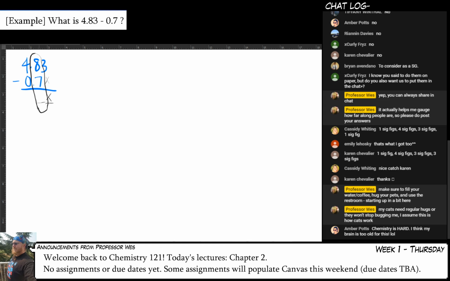So 4.83 minus 0.7. 3 minus a blank is 3. 8 minus a 7 is 1. 4 minus 0 is 4. Let's put my dot in there. And again, I'm going to go to the tenths place. So the answer that I would report would be 4.1.